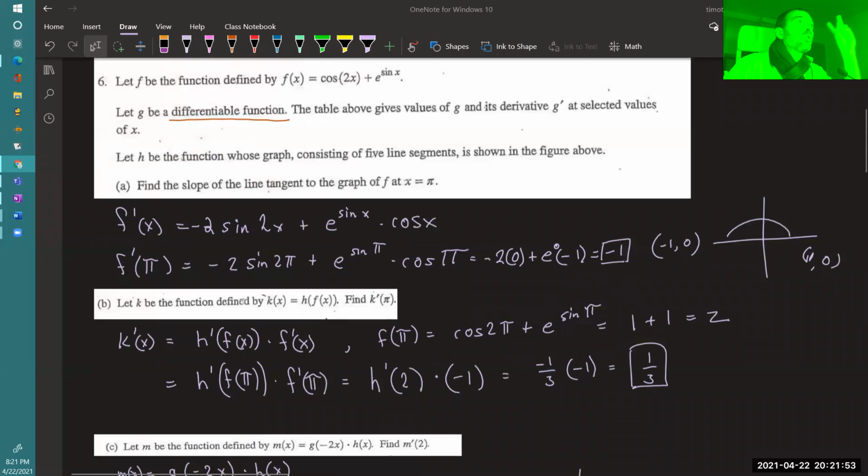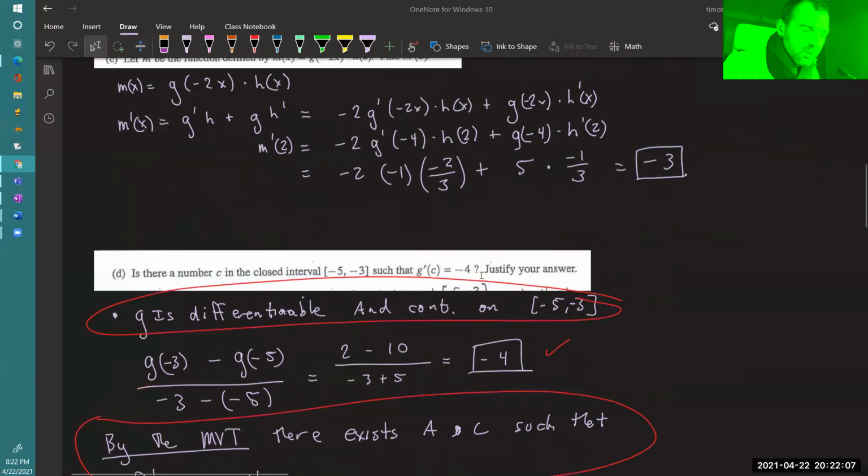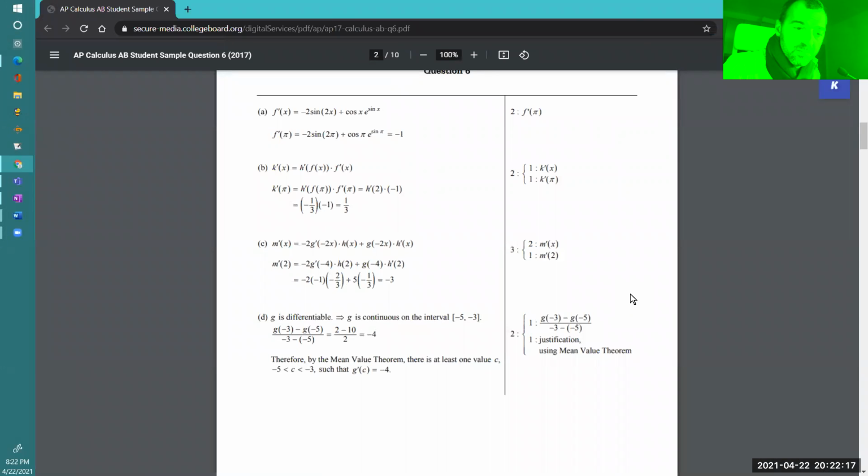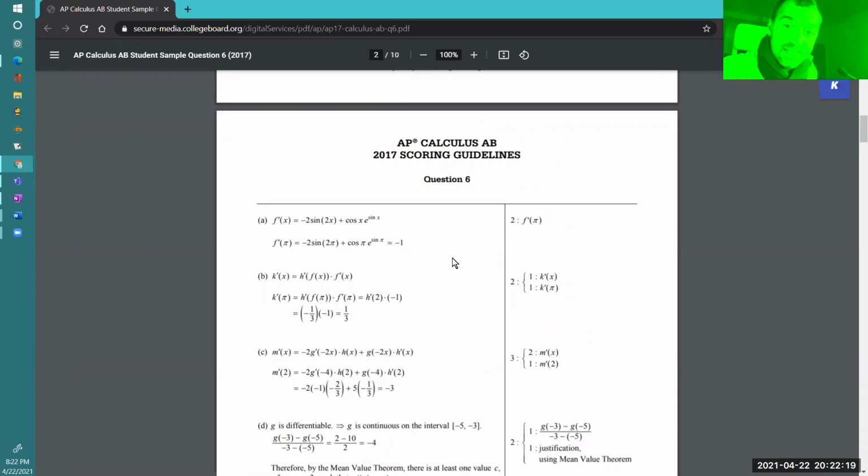Part A is worth 2 points. I'm trying to explain to you guys here. Pretend like you did this on the AP exam. Now somebody's going to sit down and grade this, and they're going to have this piece of paper in front of them. This is the scoring guidelines.